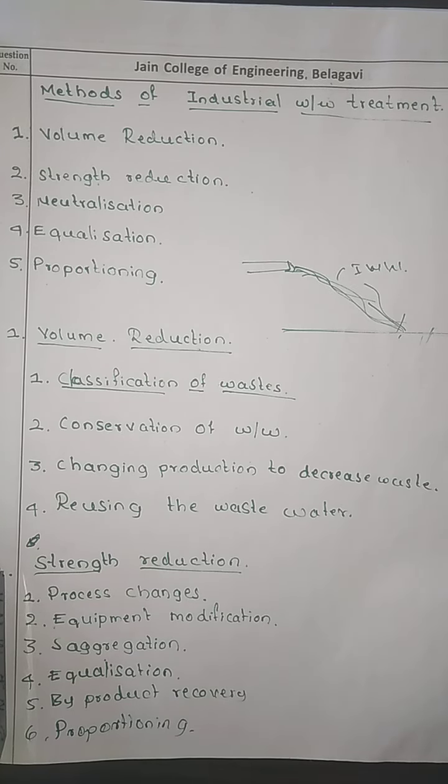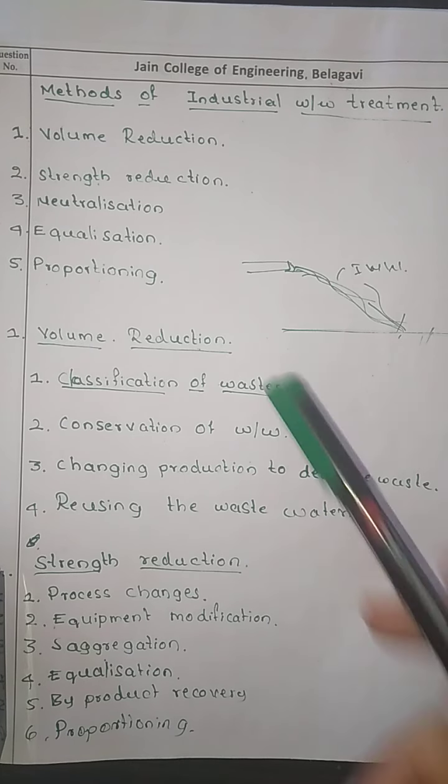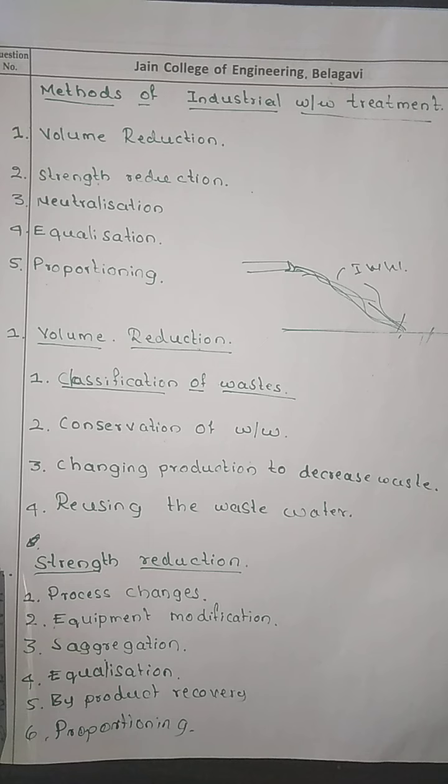In industrial wastewater treatment, this is the first step in order to reduce the effect of industrial waste on a receiving stream or in the treatment plant. In volume reduction we have 4 types: classification of the waste, conservation of wastewater, changing the production to decrease the waste, and reusing the wastewater. As I have told, when we give less volume to the receiving water body, there will be less strain or stress on the receiving water body.